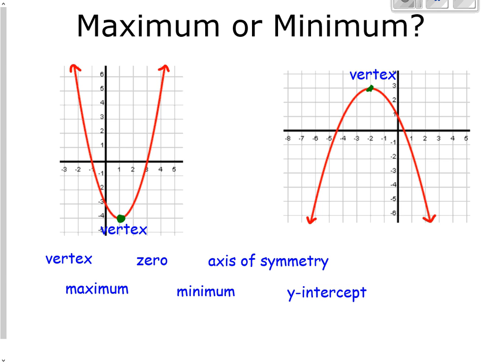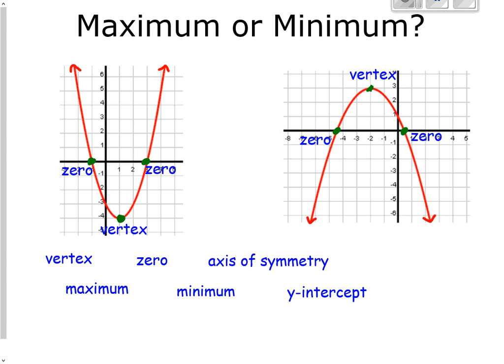Next comes your zeros. Your zeros are actually just your x-intercepts. It is where your parabola will end up crossing your x-axis. Another name for those is zeros. It's also called roots. So there's three different names for the same thing: zeros, roots, or x-intercepts. It all means the same thing. It's where your parabola crosses your x-axis.